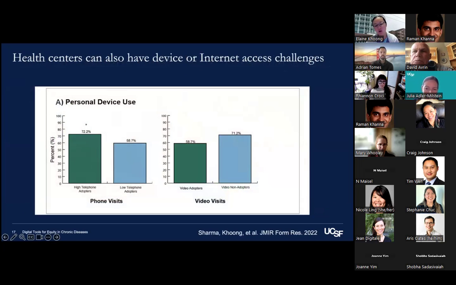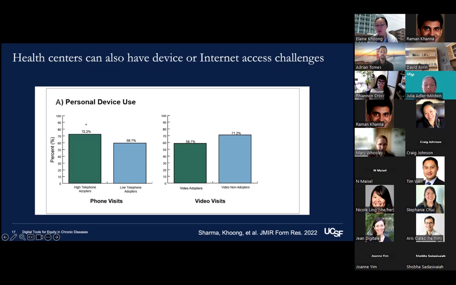This is just a survey from our health network. We asked folks who were doing telephone visits and video visits, and this was pretty early during COVID, how many of them were using their own personal device because they didn't have a device supplied by the health center? You can see 60 to 70% were actually just using their own devices for their telehealth visits, because we didn't even have that in place at the very beginning.